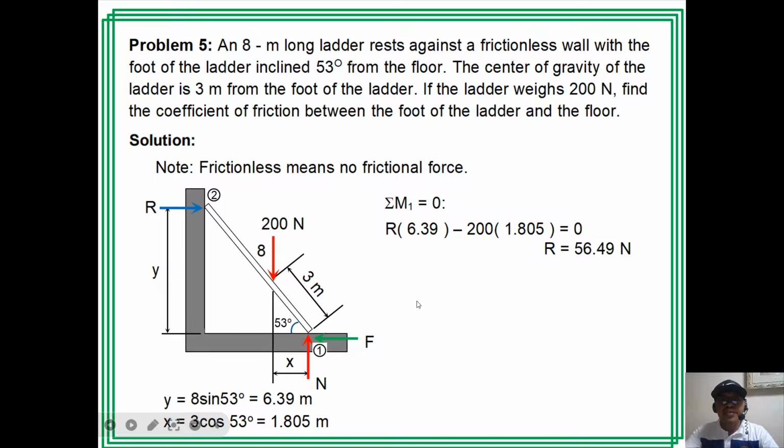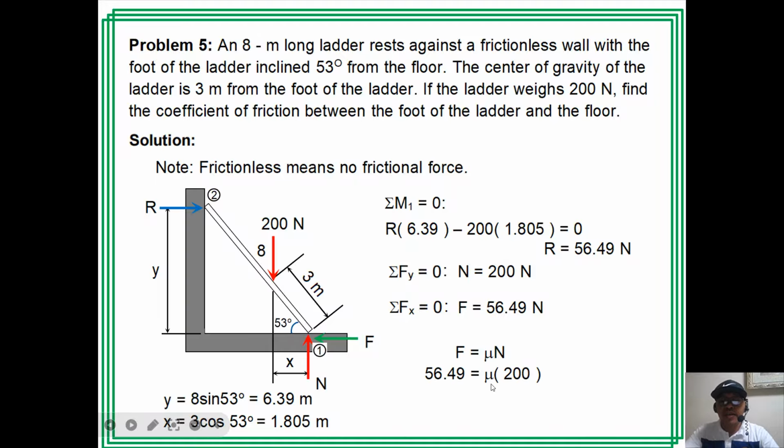Then I can sum up forces horizontal and vertical. So by vertical forces, my N is equal to 200. By horizontal forces, my F is equal to R, 56.49. Then what is the question? Coefficient of friction between the foot of the ladder and the floor. So I have F equal to coefficient of friction times the normal. With the normal and the friction given, the only unknown here is the coefficient of friction. That is 0.28.